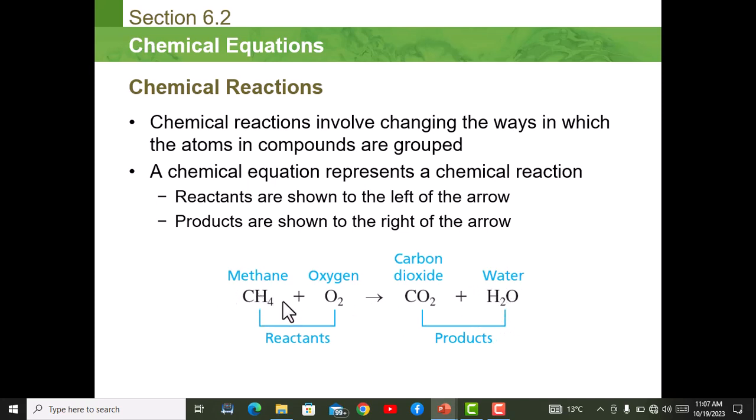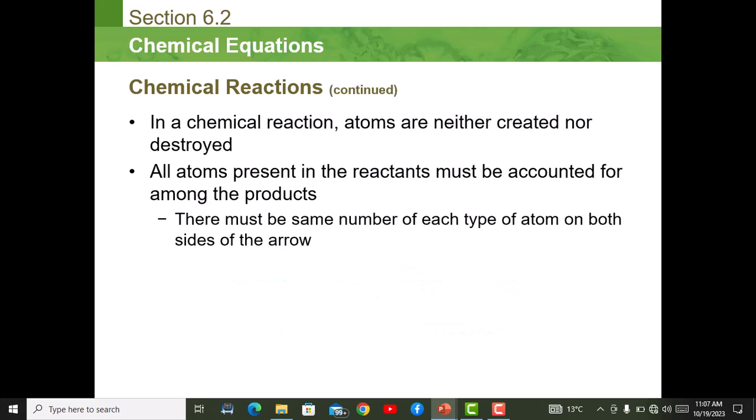Because remember, we said atoms are neither created nor destroyed. So because this is not balanced, it appears as if we destroyed 2 hydrogens. No. Remember, when we balance this, everything will be in order. Very important. Let's continue.